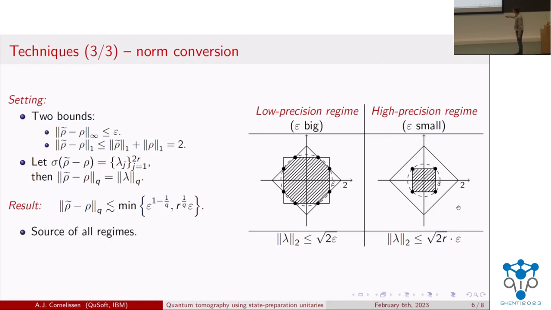I just want to mention that this idea of having a low precision and a high precision regime is not only the case in this mixed state case, but it's also the root of where all these regimes come from in the pure state case that I mentioned in the first slide. I also want to mention that if you give a lower bound proof for this problem, you also have to consider these two cases separately, and you have to use the same geometrical picture. So this geometrical picture exactly captures what's going on, not only in the algorithm but also in the lower bound proof.